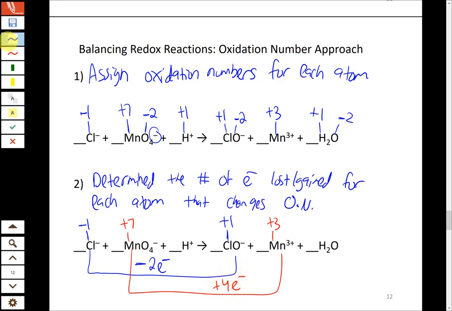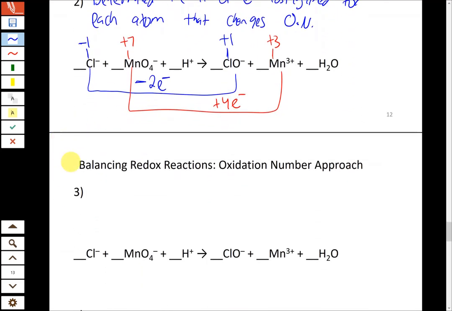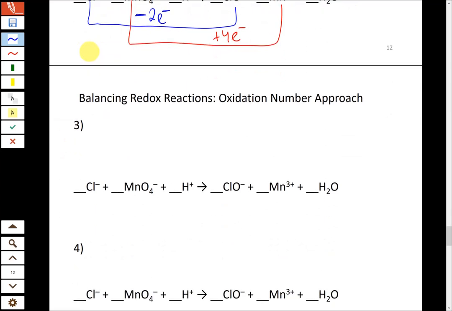Again, whether you get it correct, which one is losing and gaining electrons, for this type of problem, if you're just balancing the equation, it's not important. You just need to know the number of electrons: 2 electrons for -1 to +1, 4 electrons for +7 to +3. So once we identify that, the next thing we're going to do is add coefficients to balance the electrons that are lost and gained.